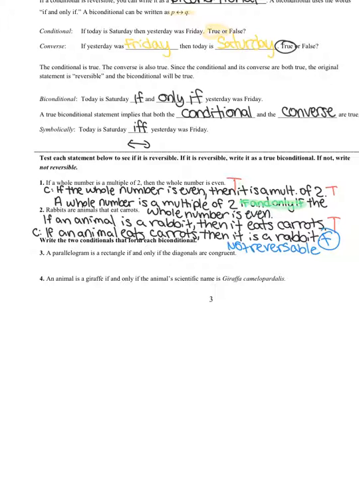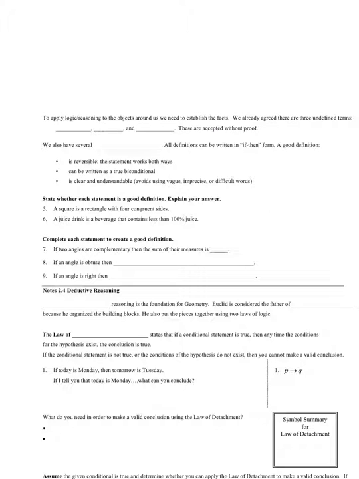Now, take a moment and see if you can read the biconditional statements in 3 and 4 and extract the 2 conditional statements. So take the biconditional given and write 2 different sentences in if-then form, one conditional and one converse.